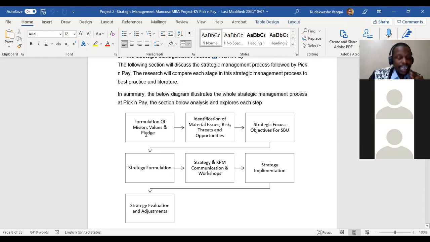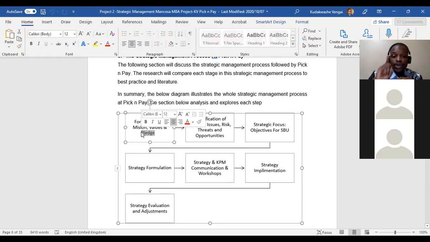You see this word pledge, you will not find it in a strategic management textbook, but I found it in their what? In their integrated report. That is where the uniqueness comes. Then after they do that, they do what they call identification of material issues, risks, threats, and opportunities. What does that make you think about? The environmental analysis process. But you see, it's not worded like that in their integrated report. They say it's identification of material issues, risk, threats, and opportunities. That's what they say in their report. That's what we do in our strategic management process. But under best practice, we call it a what? An environmental analysis. We're assessing the external environment and the internal environment.